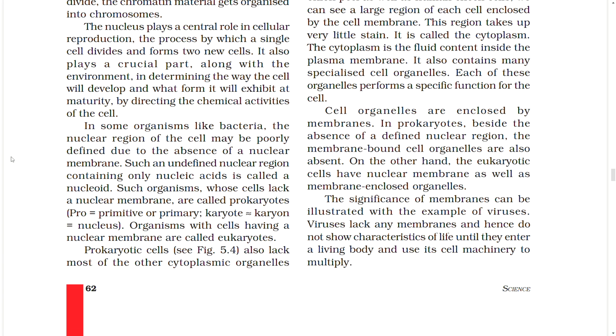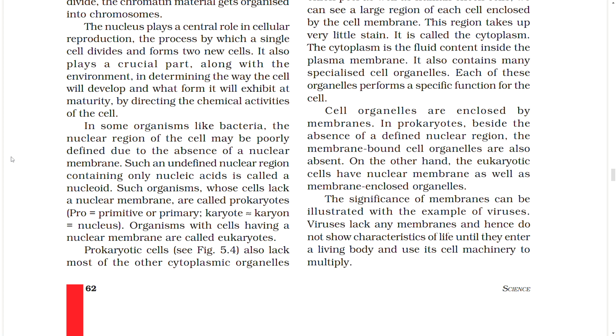In some organisms like bacteria, the nuclear region of the cell may be poorly defined due to the absence of a nuclear membrane. Such an undefined nuclear region containing only nucleic acids is called a nucleoid. Such organisms whose cells lack a nuclear membrane are called prokaryotes. Pro equals primitive or primary; karyote comes from karyon, equal to nucleus. Organisms with cells having a nuclear membrane are called eukaryotes.